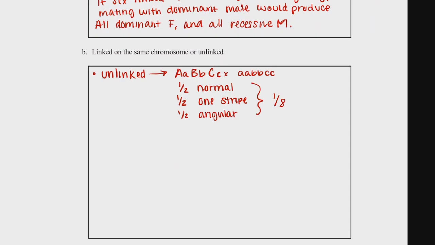So if A and B are linked, the results would be much different, because then the cross becomes something a little different. We get a half chance of this, a half chance of this. And then if no crossing over happens, of course, that's what we're assuming this whole time, and we're getting this and this, then our chances of CC is half and CC is half.